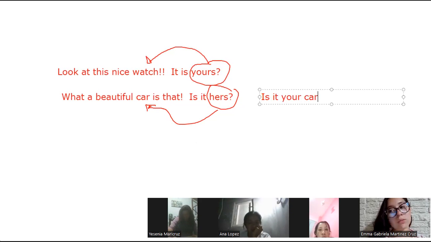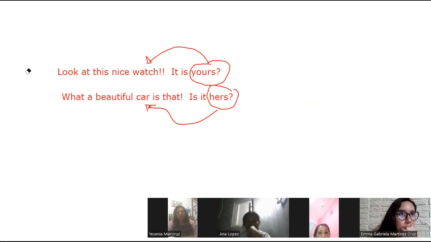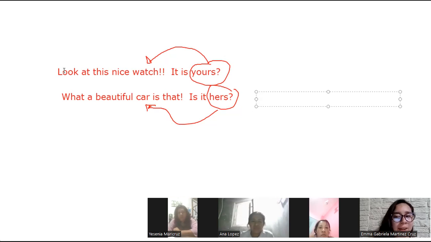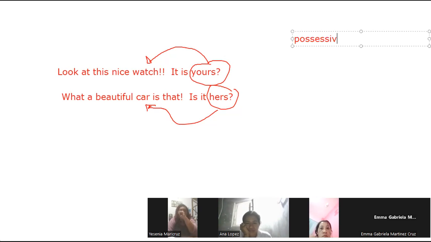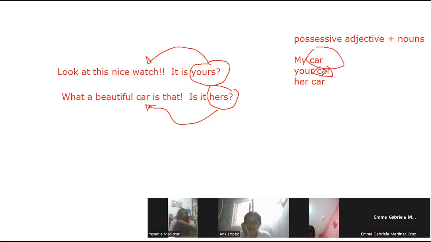Is it your car? I have to mention your car. When I don't say the letter S here, then it's mandatory that I use the object, or the noun. Basically, if I don't want to mention the noun or the object, then I say the pronoun. But if I mention the possessive adjective, then I say the object. As a rule, the possessive adjective requires that we use plus nouns, always nouns. For example, my car, your car, her car. So as you can see here, guys, I'm using the noun car, car, and car, just to give you an example.